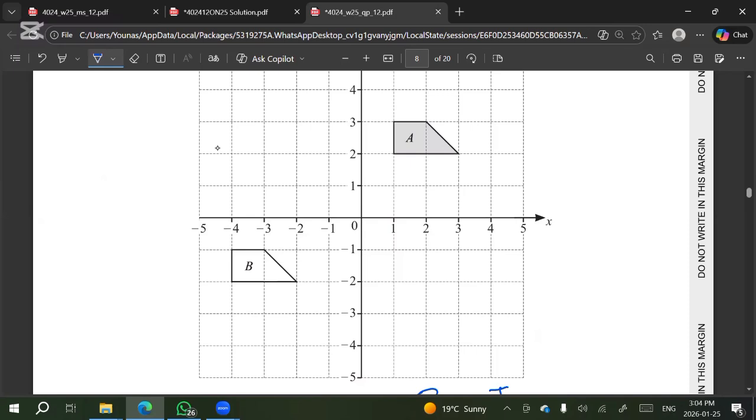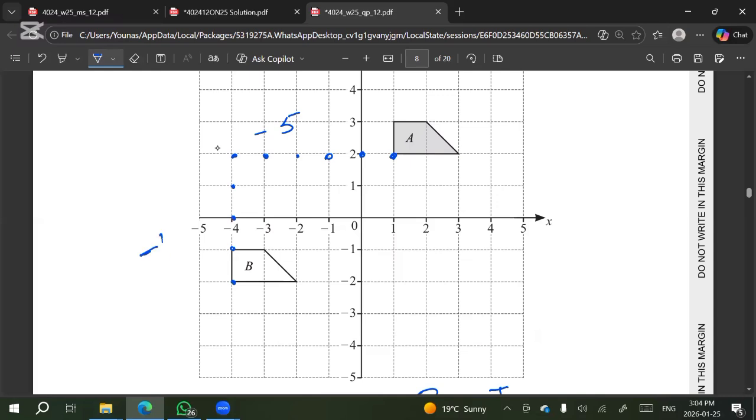So take any 2 points. For example, I take this point and I take this point. Okay. So then I will count how many you have to move on X and how much you have to move on Y to reach here. So you can see 1 step, 2 step, 3 step, 4 step, 5 step. So you went -5 steps to this side, and how much down you went?